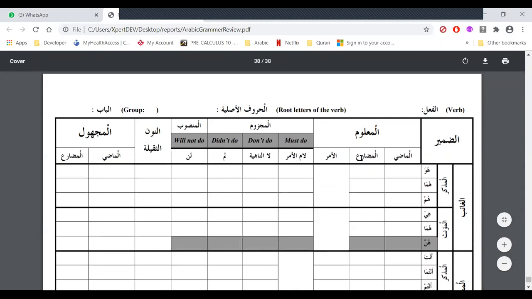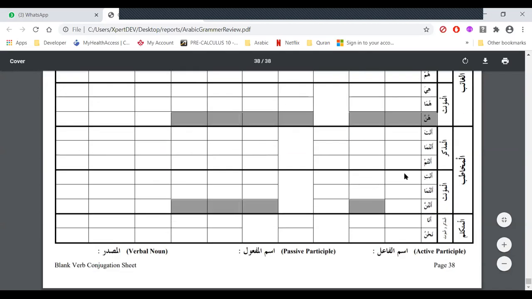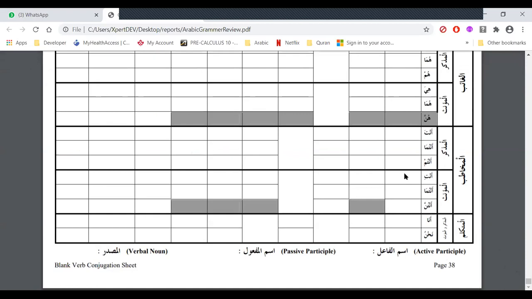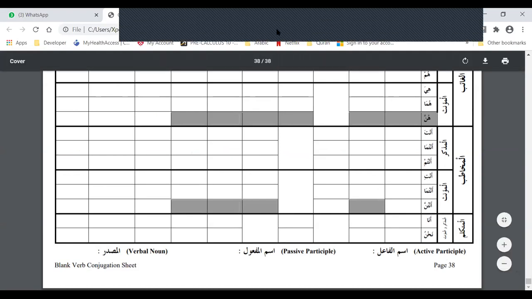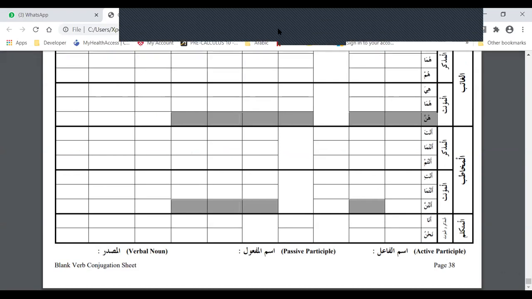Eventually, we will know fi'l mudare, we will know fi'l amr, and then lam amr and la nahiya, and lam and all of these. But I'm not talking about these right now. The only first column is what you can fill up. Yes? Okay, yes. I took more time than usual today. I apologize, but I just thought that you need to look at this document and see the benefit of this document.